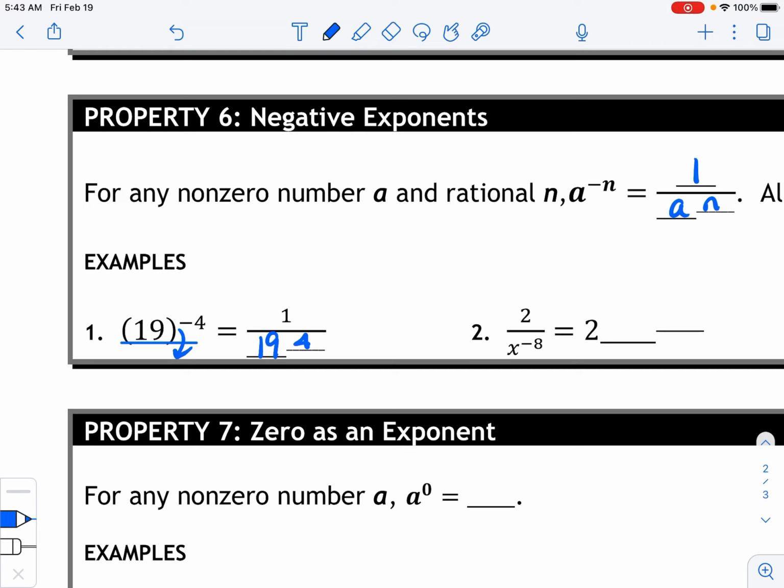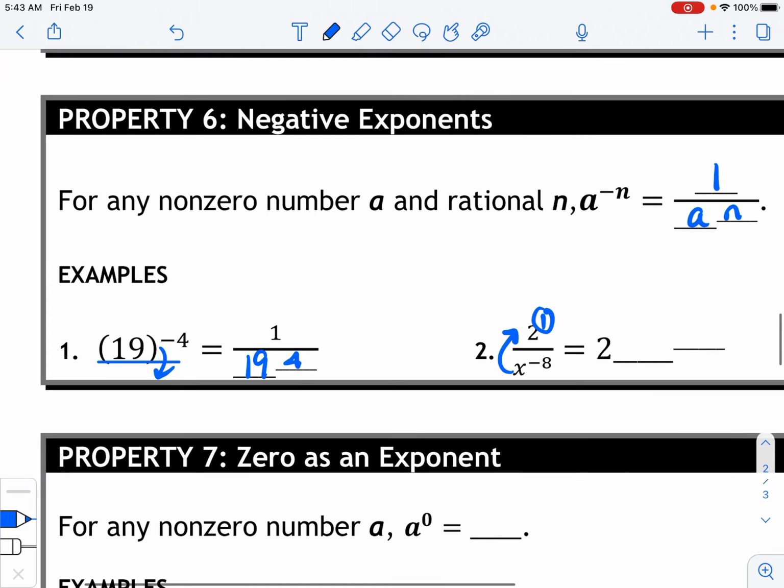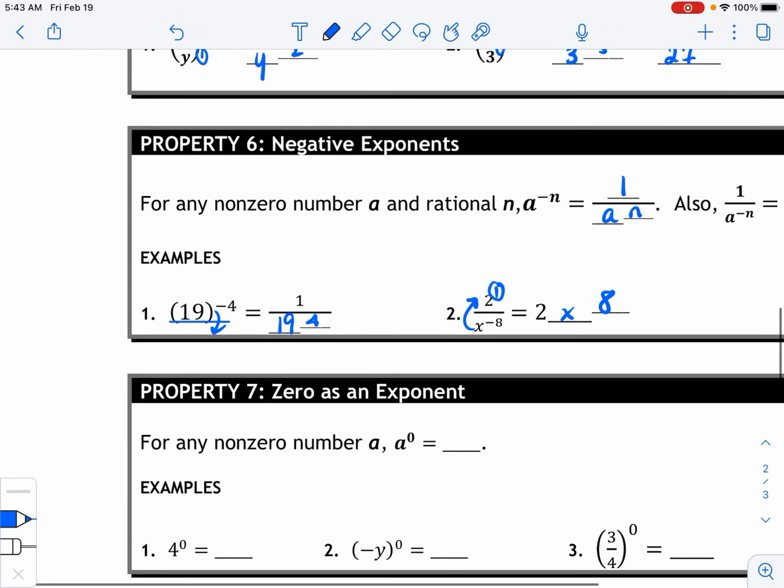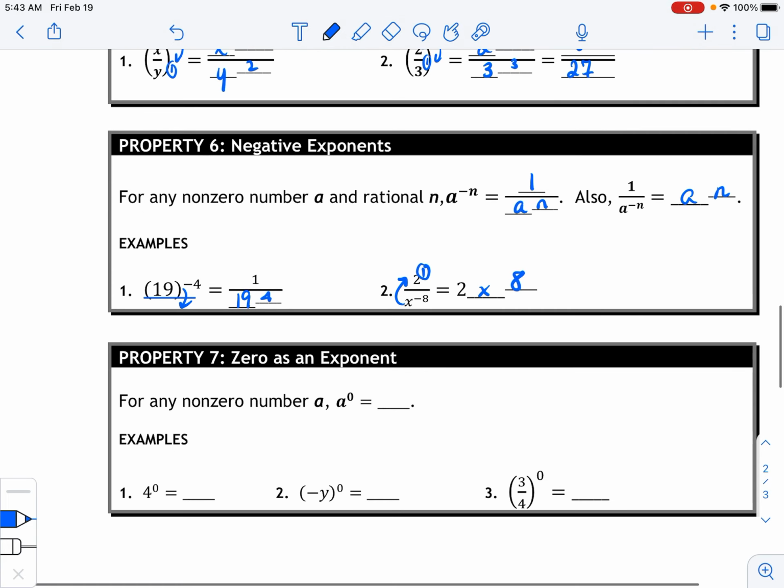Now, on the second example, we have a base 2 on the top, but it has a positive 1 exponent, so we're not going to be moving that 2. We are going to move the base x to the top because the exponent is negative on the bottom. So this is going to become 2x to the 8th power. All right, and that's how we deal with negative exponents. We'll have some more practice on that here in just a couple of minutes.